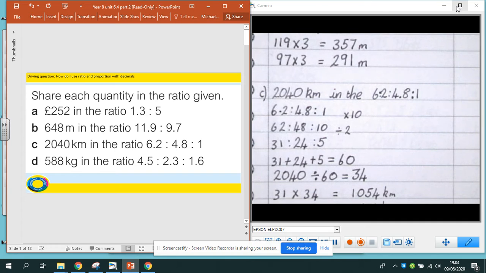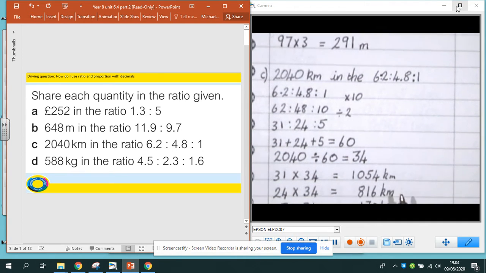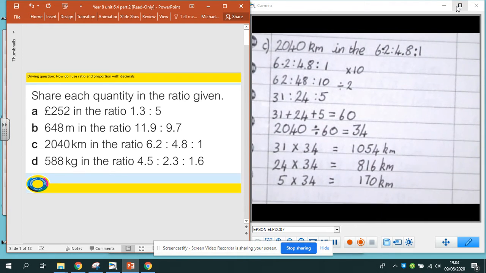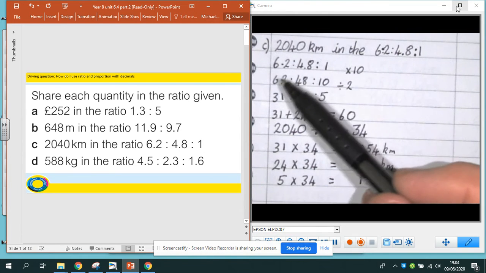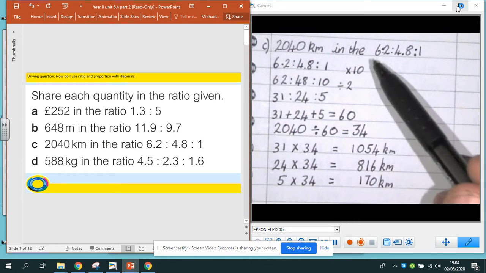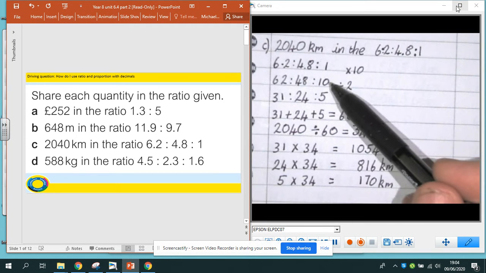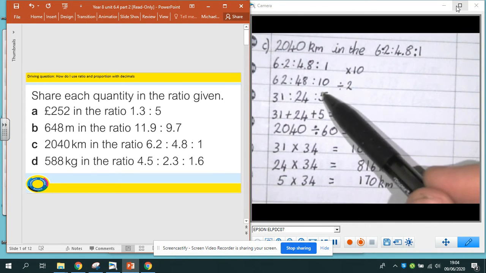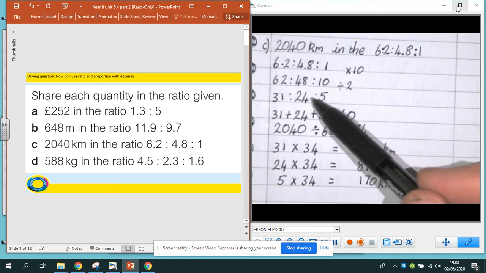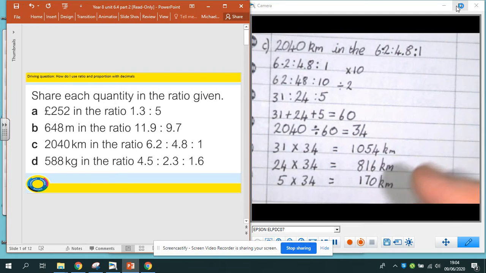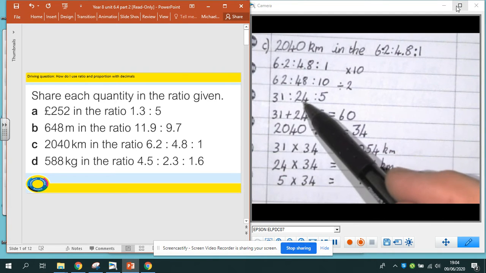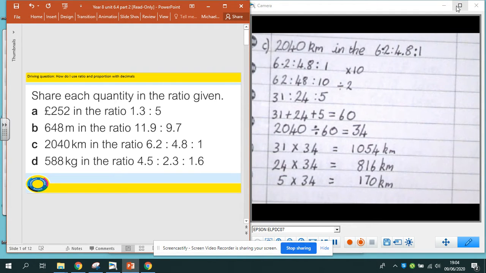There's a fair amount of writing for this one, as you can see. So I started off exactly the same again, multiplied the numbers by 10 to get them to whole numbers. This time I simplified because I could see an easy simplification to do just to make the numbers a little bit smaller and easier to work with. That gives me 31 to 24 to 5, which if I work it out I get to 30. Add those together I get 30.